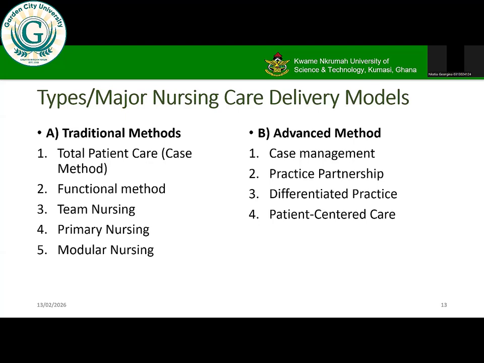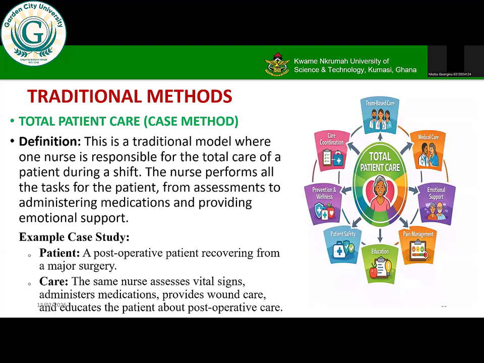So basically, these are the types of care delivery that we have. But as I said, it depends on them. So when you want to use a particular type of these models, you also need to know the criteria, the characteristics, the principles, and everything before you go ahead and use a particular model. So let's go through the traditional models.